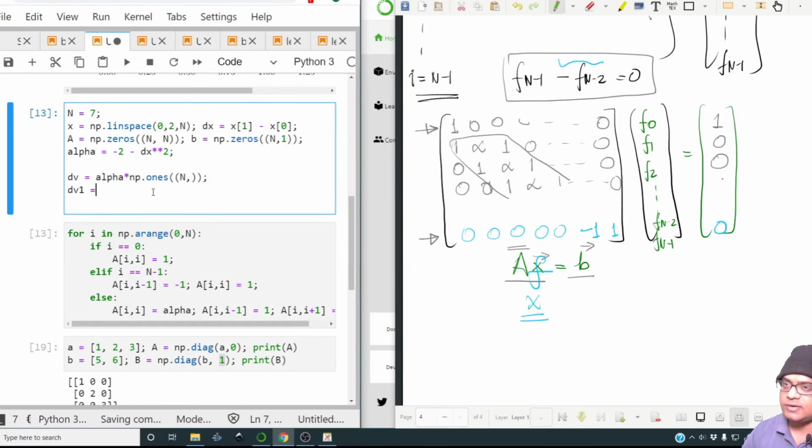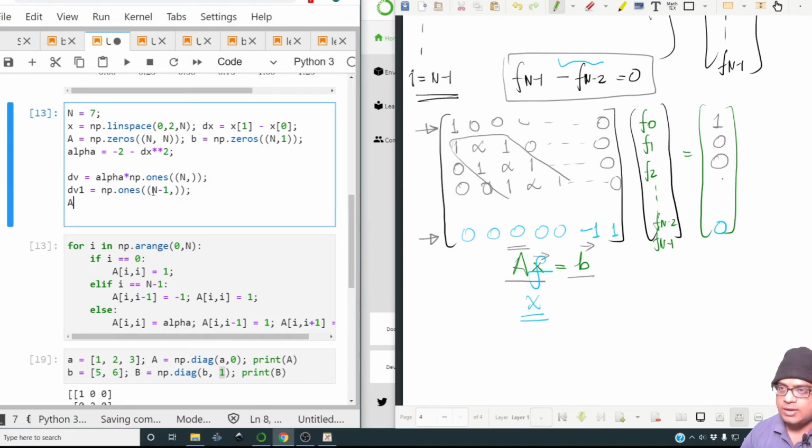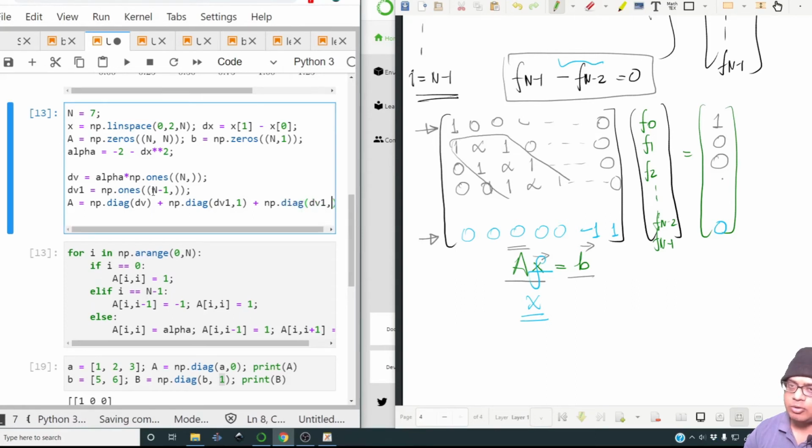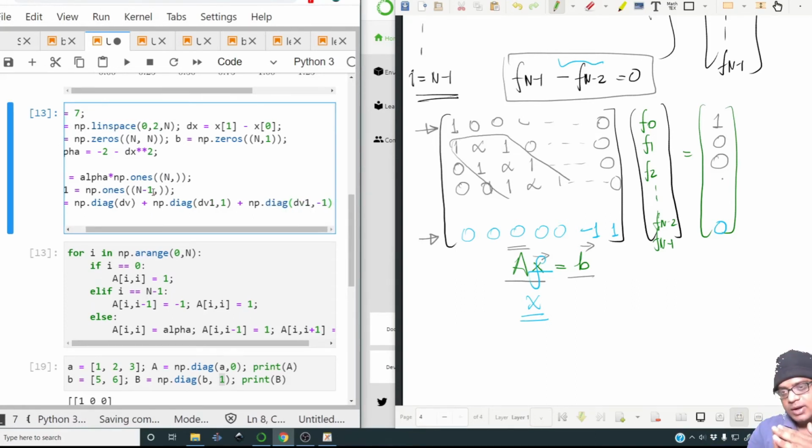Great, that gives us a different idea. So dv1 is simply going to be np.ones(n minus 1). That's it. So now A will be np.diag(dv) plus np.diag(dv1, 1) plus np.diag(dv1, minus 1), where I've used the fact that the upper shifted diagonal and the lower shifted diagonal have the same value to be inserted.